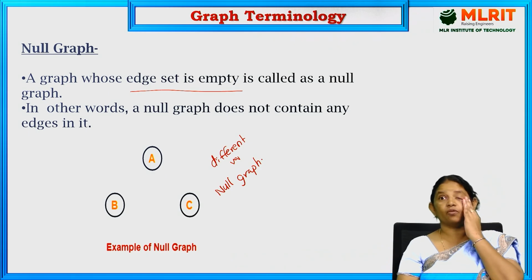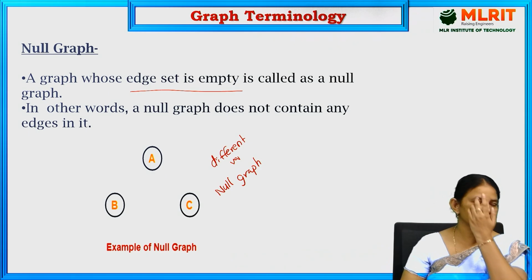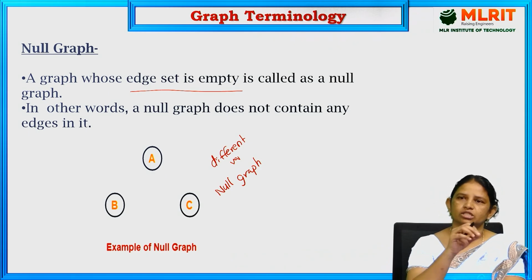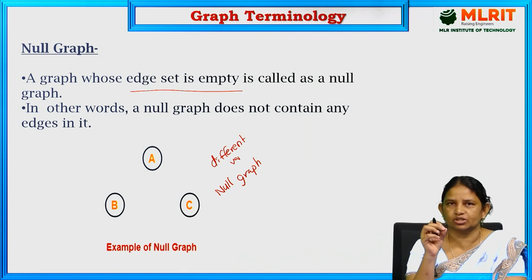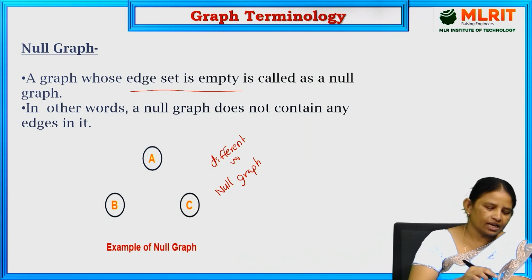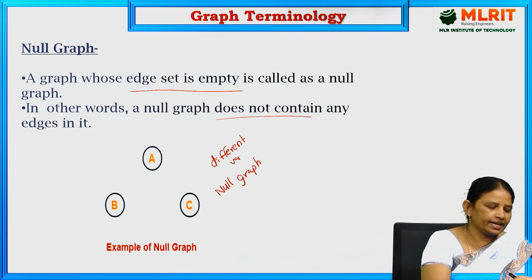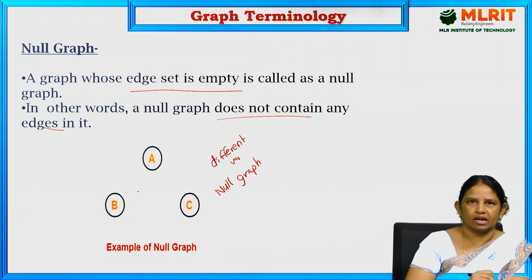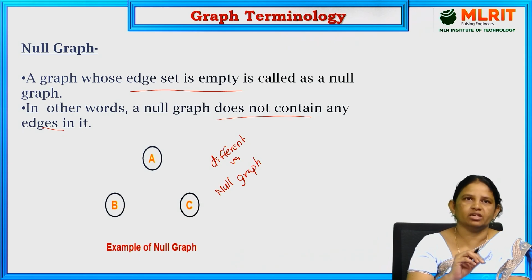So a graph whose edge set is empty. That means there is no connection or there is no edge between the vertices. Then it is called a null graph. A null graph does not contain any edges. There are no edges in the null graph. All are empty set. There is no connection between the vertices of the graph.